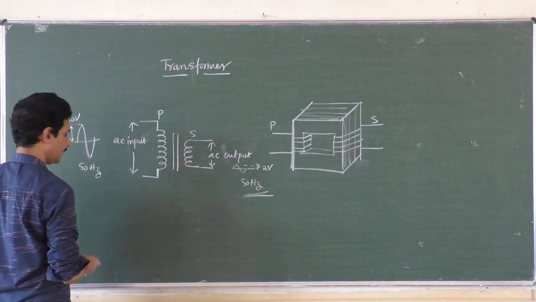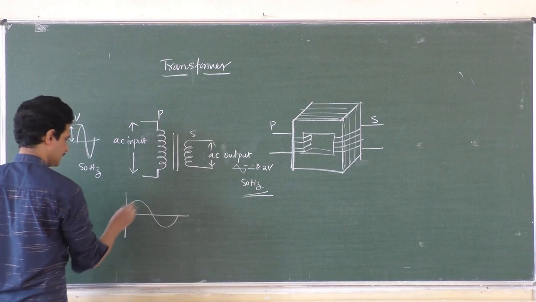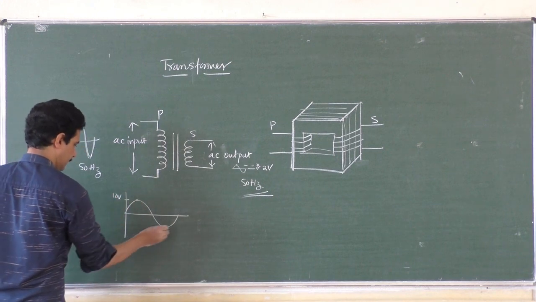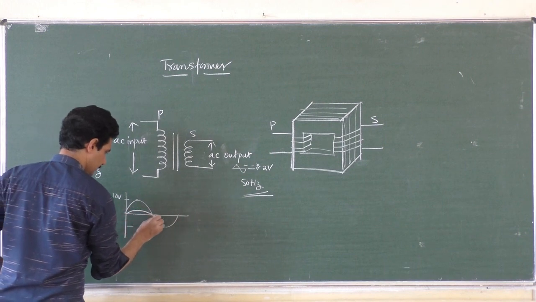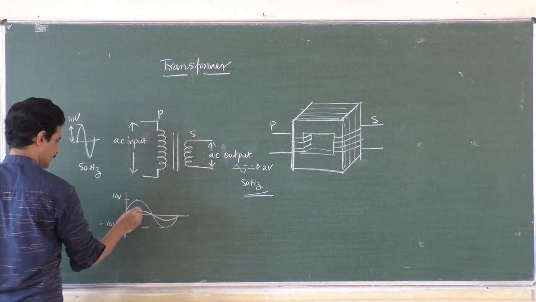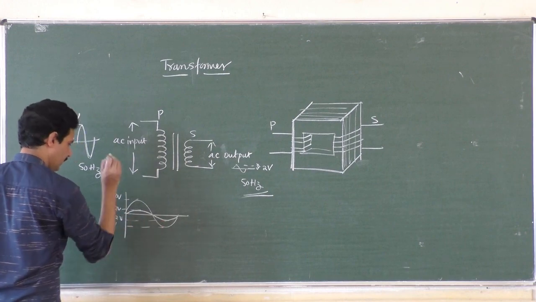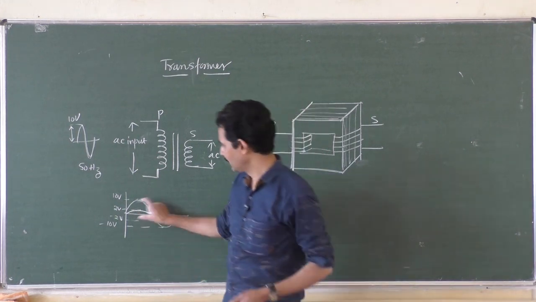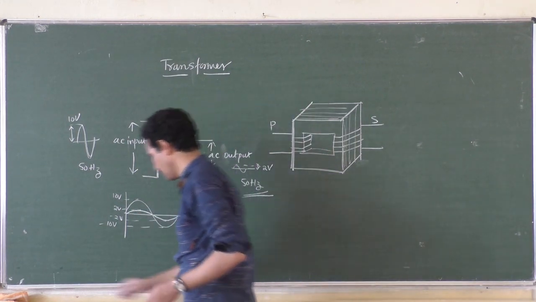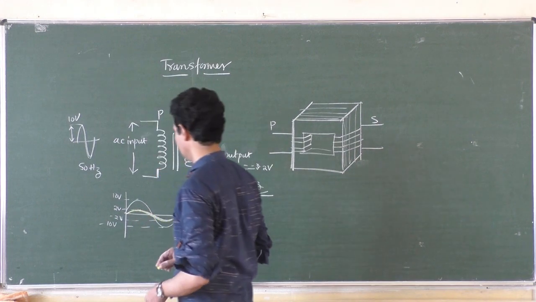If you draw input and output in the same graph, it will be like this. Suppose this is 10 volt and minus 10 volt, same cycles, 2 volt output. This is the output. So this is 2 volt, this is minus 2 volt. That's how it does. The number of cycles is not changed. So the number of cycles remains the same. I can use color chalk today. So this is the output, like this.